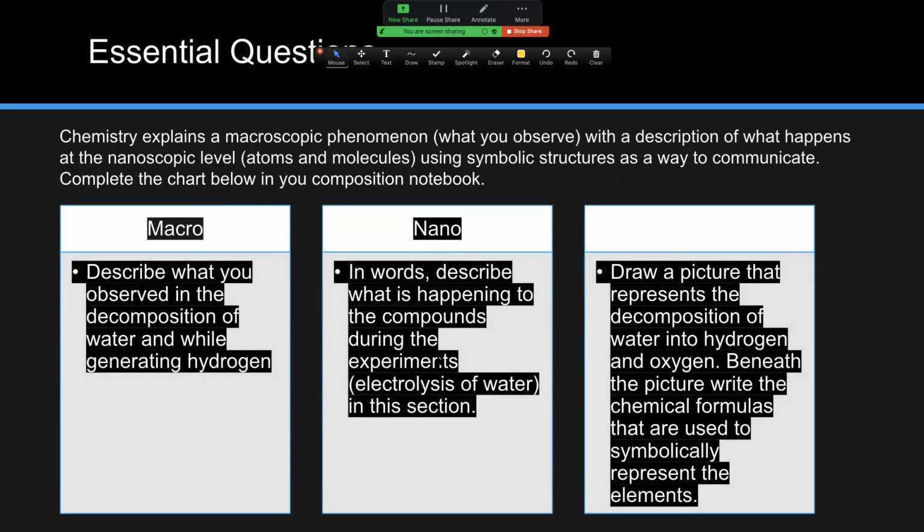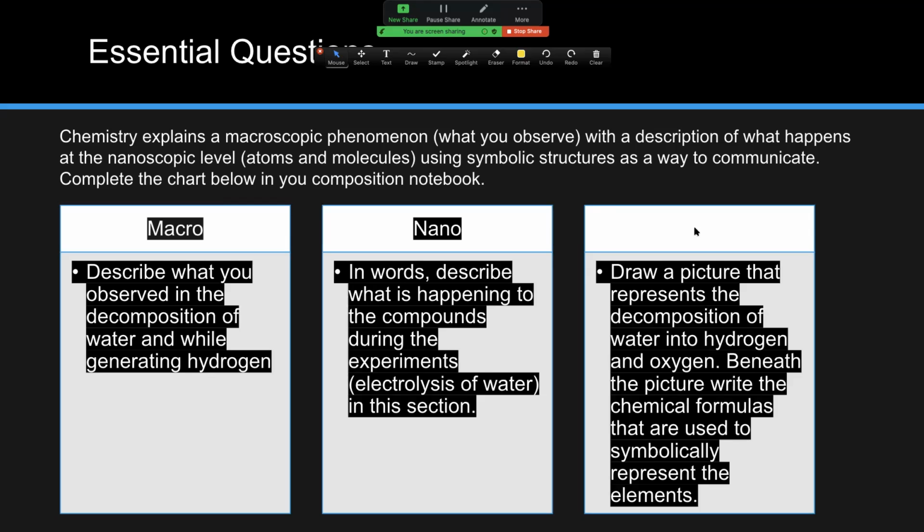And then when we're talking about chemistry, chemistry is going to explain macroscopic, and anything that's macroscopic is what you can see with your eyes. So we're going to explain macroscopic observations or phenomena, like why did that happen? And then nanoscopic levels, these are at the atomic or the molecular level. You can't see nano. And then we're going to use symbolic structures as a way to communicate. So we want to complete the chart below.